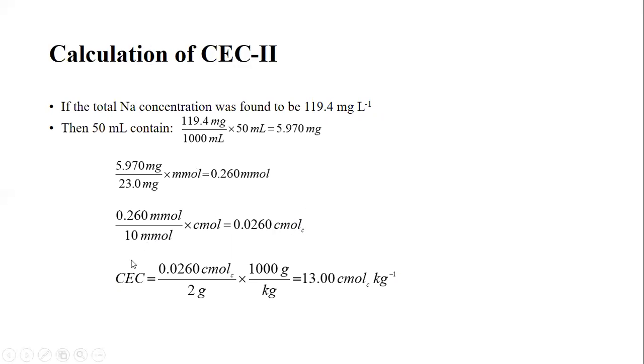So for the CEC, remember, we want centimole per kilogram of soil. So this amount that we calculated was in 50 ml, and it came from 2 grams of soil, remember. So 0.0260 centimole of charge per 2 grams of soil. That's what we started with. That's where all the sodium came from, 2 grams of soil, times 1,000 gram. We want it in a kilogram. So 1,000 gram per kilogram, we have 1,000 gram for each kilogram, equals 13.00 centimole of charge per kilogram.